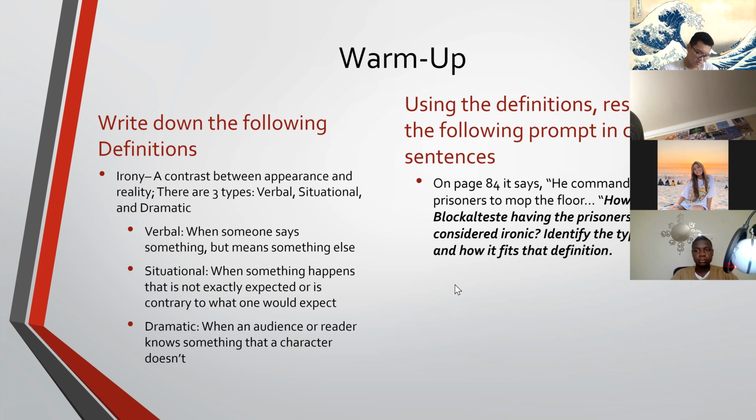Dramatic irony is going to be the one you guys would see most common in movies, TV shows, plays, fictional stories as well, which is when an audience or reader knows something that a character in the story does not know. Okay. So, for example, horror films are notorious for doing dramatic irony.